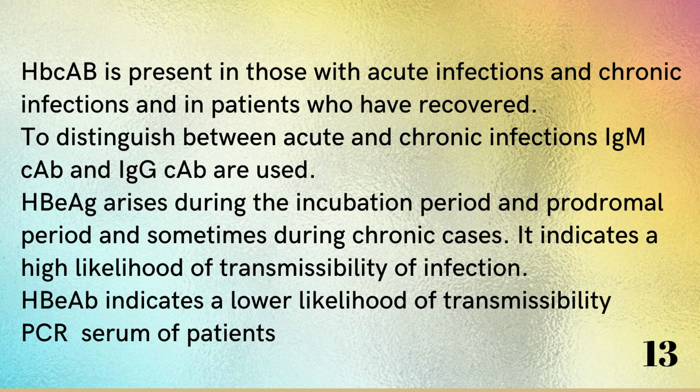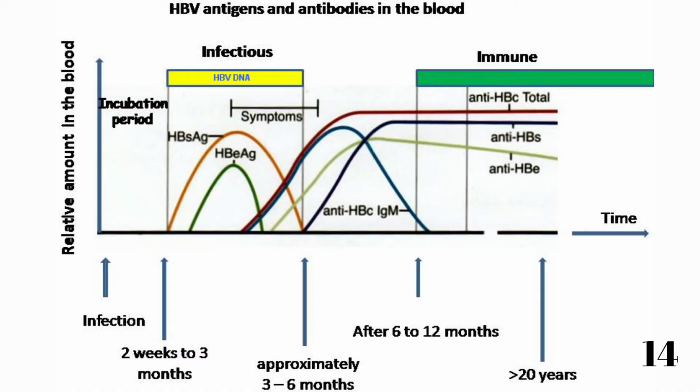If the virus enters the body, it will form antibodies against these antigens. So anti-hepatitis B surface antibody will develop after the virus enters, through the hepatitis B surface antigen. Anti-hepatitis B core and anti-hepatitis B E antibodies will also be detected. When hepatitis B surface antigen disappears, the hepatitis B surface antibody will be detected.